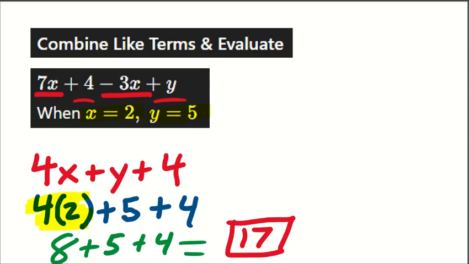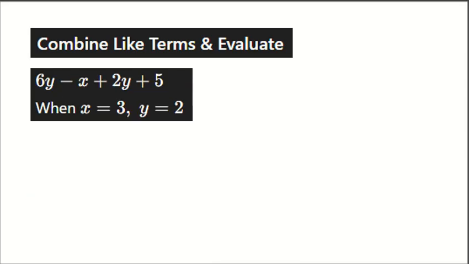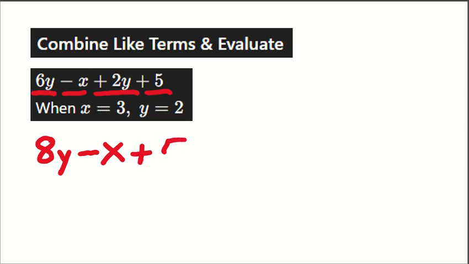Now, just for good measure, let's do one more, just for fun. We have combining like terms, so let's dive right into it. I have 6 y's. I add 2 more y's to that, and I now have 8y. So we'll write that down right there. And now, I got a negative x. It's all by itself, so I'm going to bring it down right there. And I got a positive 5. It's all by itself, so I'm going to bring it down right there.